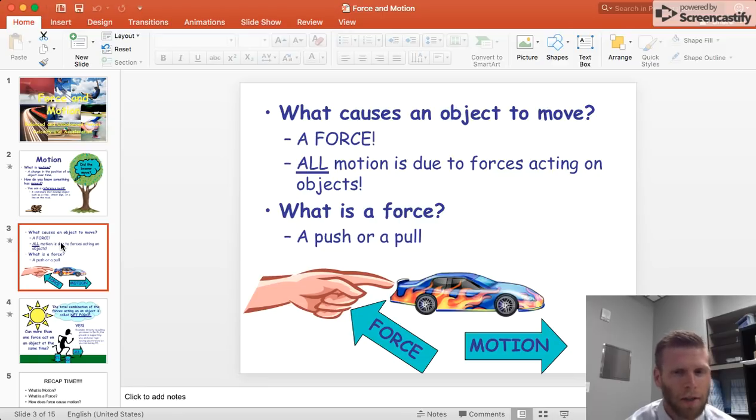So what causes an object to move then? What causes that motion? It's a force. All motion is due to forces acting on it. So then you're asking yourself, well, now I know a force causes the motion, but what is that force? It's a push or a pull. So as you see here, the hand applies a force to the car, which then creates motion to the right.